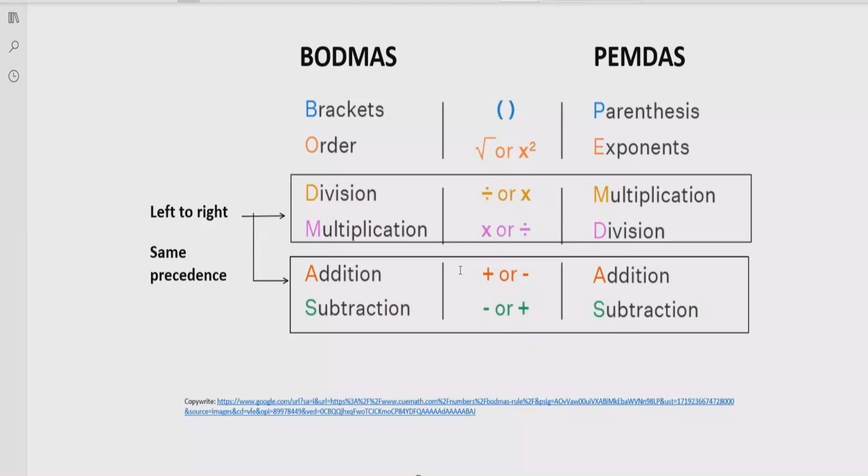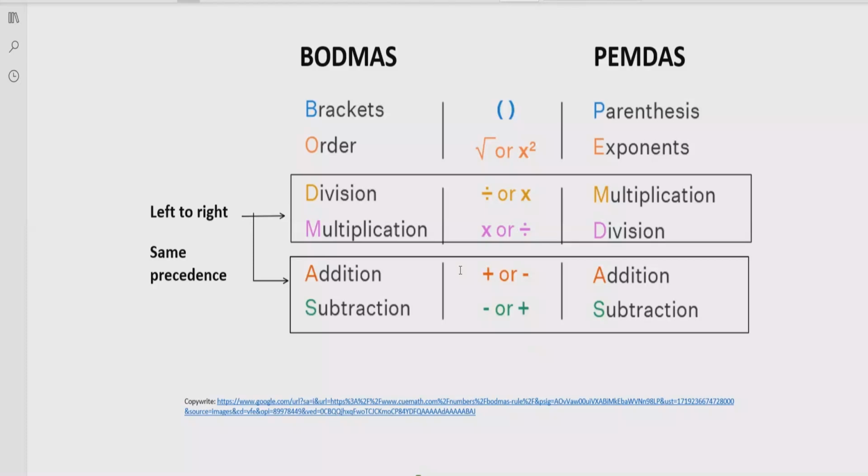Step number two is you have to see the exponent or power of any number. If your expression contains any number which has the power, you have to solve that part after the bracket. Step number three is you have to solve division and multiplication. Both have similar precedence, so you can solve any of them which is coming first.